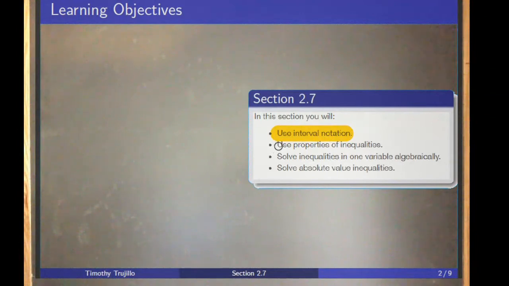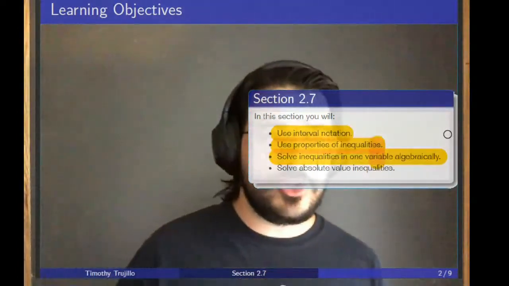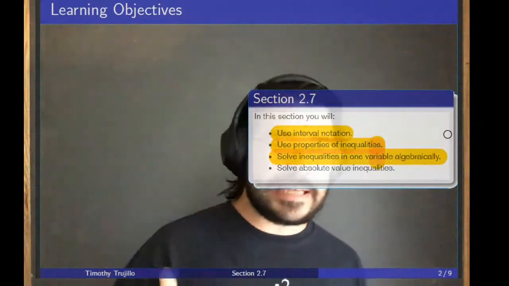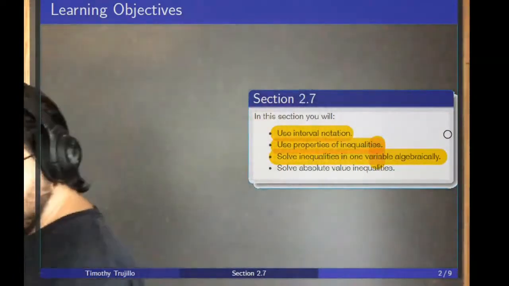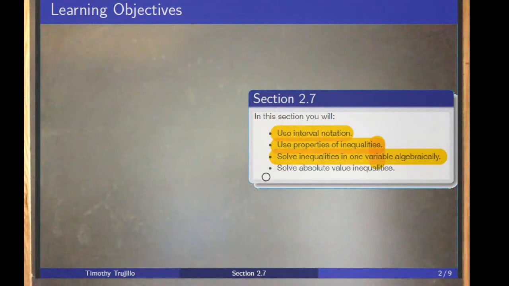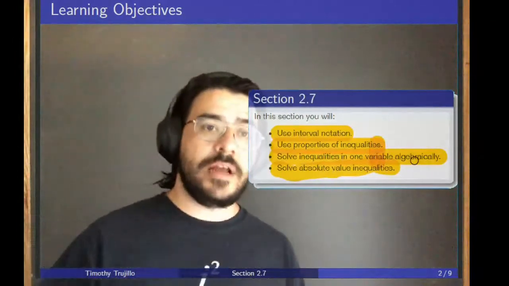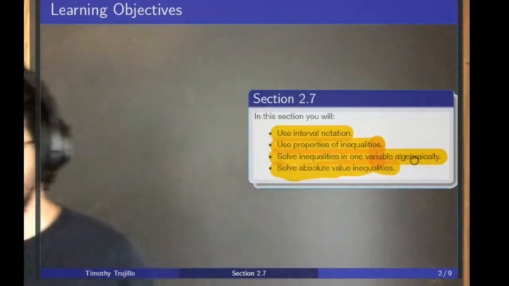In the context of today's lesson, we're going to first derive some properties of inequalities. Then we'll use those properties to solve inequalities in one variable algebraically. The method is essentially what we're used to, just isolating the variable on one side of the inequality. And the final thing is we'll talk about how to turn an absolute value inequality into a compound inequality, and then write out the answer in interval notation.